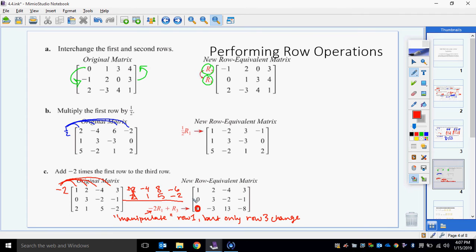Remember, I'm adding it with row 3. Negative 4 plus 1. That's a negative 3. So I put it in for my new position. 8 plus 5 is 13. And negative 6 plus a negative 2 would be negative 8. See how I got a new row 3? Row 2 stayed the same, and so did row 1. Okay, I multiplied it by negative 2 just for a moment, but it goes back to the original.